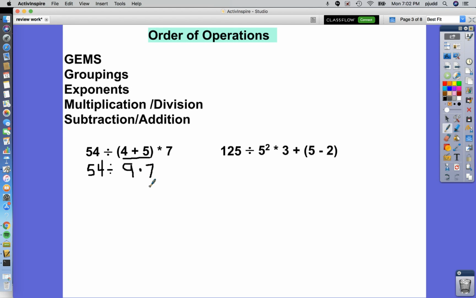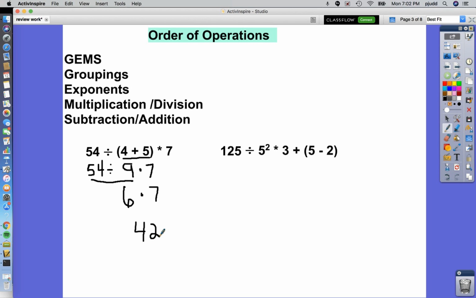So now I have to look at what my next step is going to be. Well, there are no exponents, and I have multiplication and division. This is where some people might make a mistake and say, oh, multiplication comes first because it's listed here. But the remainder of this listing is multiplication, division, left to right, whichever comes first. Left to right, 54 divided by 9. 54 divided by 9 is 6, and I bring down times 7. 6 times 7 is 42.